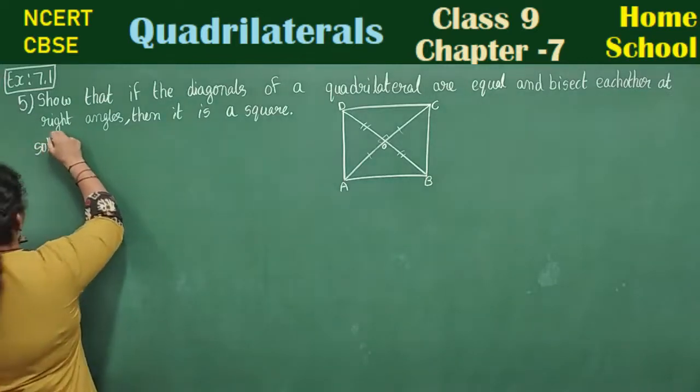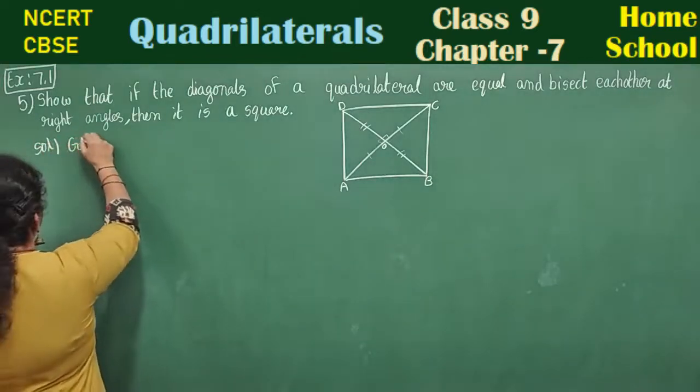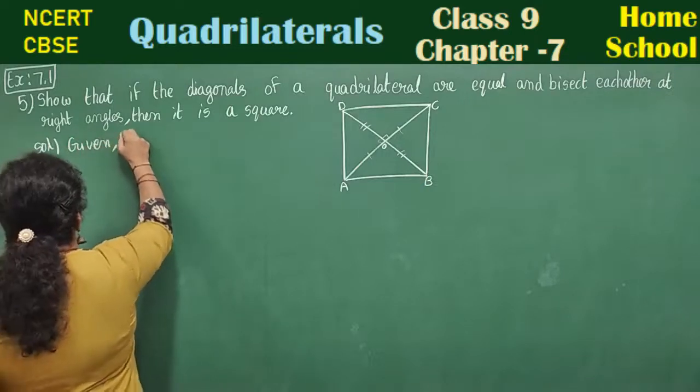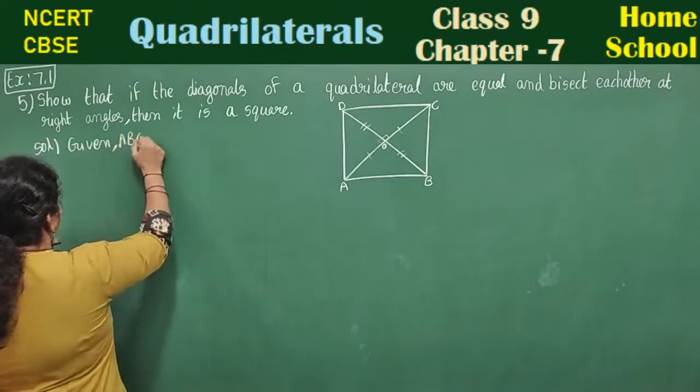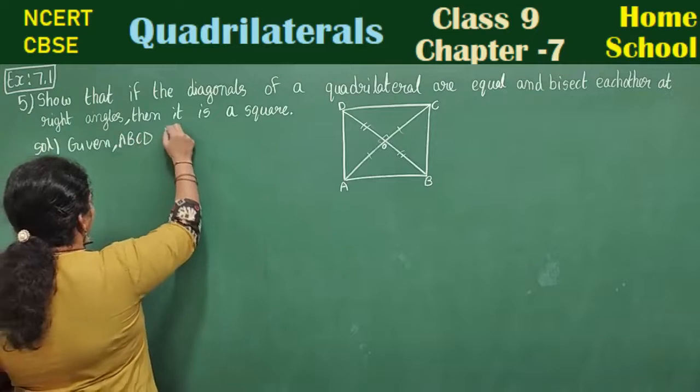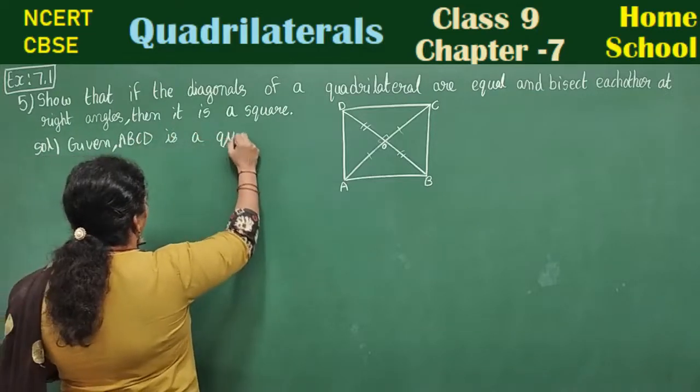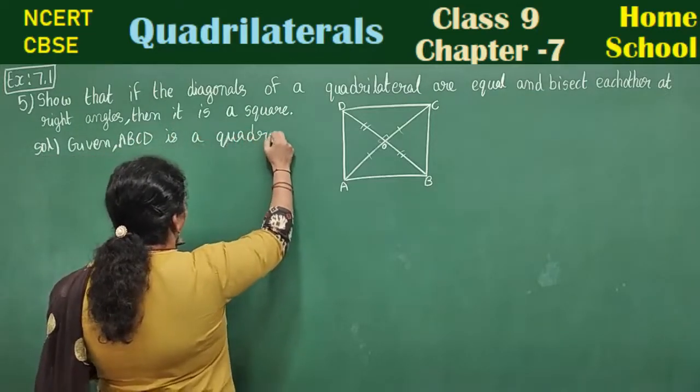Solution. Given: ABCD is a quadrilateral.